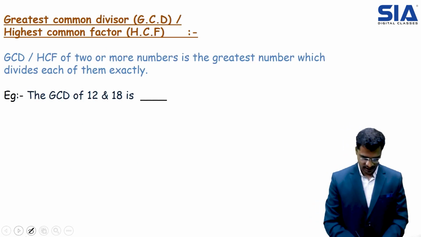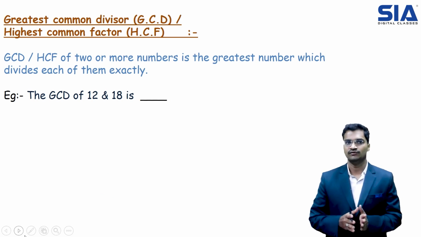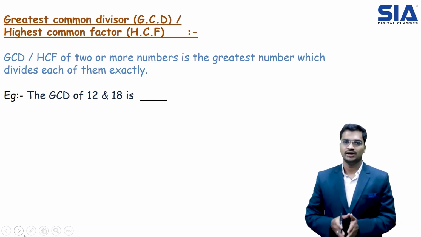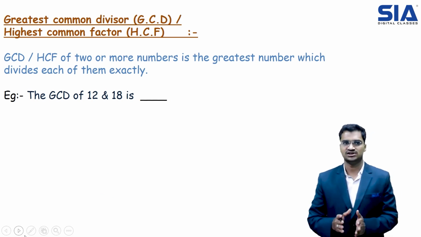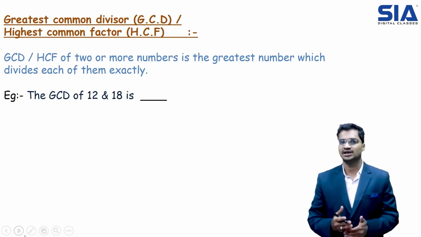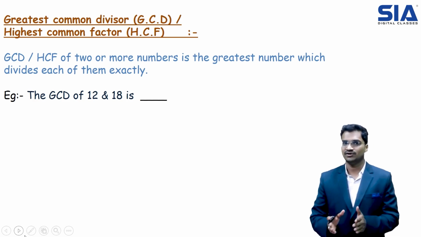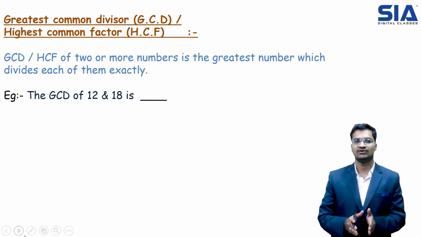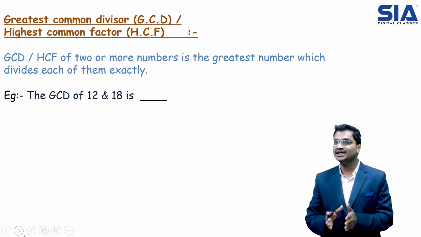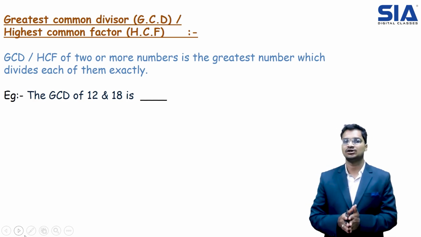Now coming to the next one, which is GCD, which is greatest common divisor. It has another name, which is highest common factor. So I can say that GCD and HCF are the same. The GCD or HCF of two or more numbers is the greatest number which divides each of them exactly.